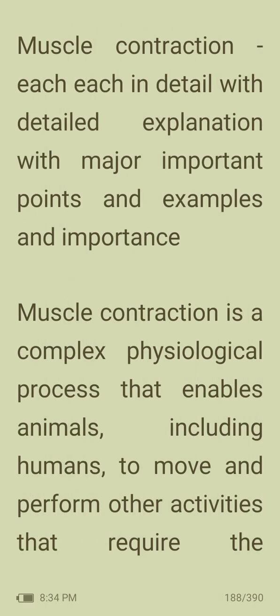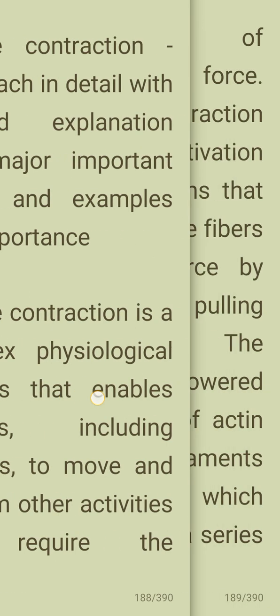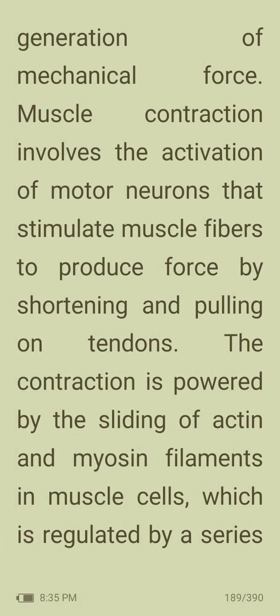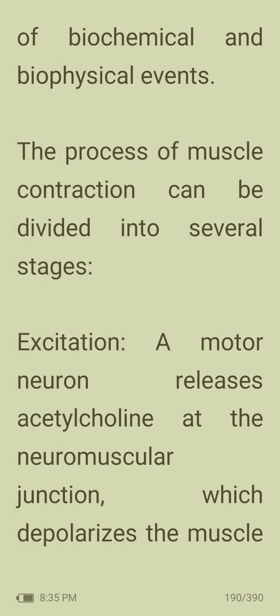Then animal physiology and immunology. Muscle contraction. Muscle contraction is the complex physiological process that enables animals, including humans, to move and perform other activities that require the generation of mechanical force. Muscle contraction involves the activation of motor neurons that stimulate muscle fibers to produce force by shortening and pulling on tendons. The contraction is powered by the sliding of actin and myosin filaments in muscle cells, which is regulated by a series of biochemical and biophysical events. The process of muscle contraction can be divided into several stages, like excitation.